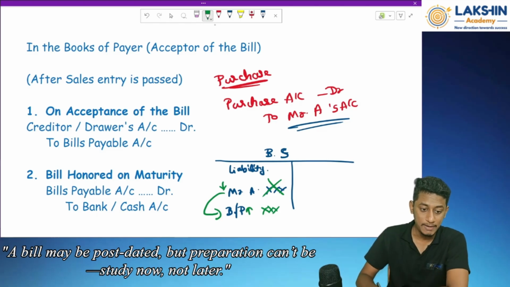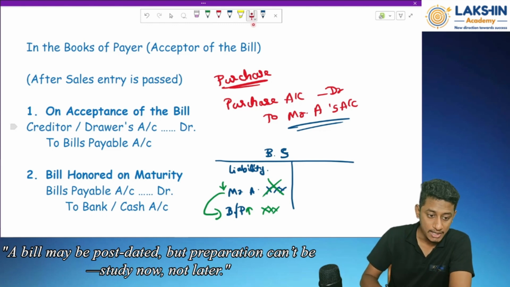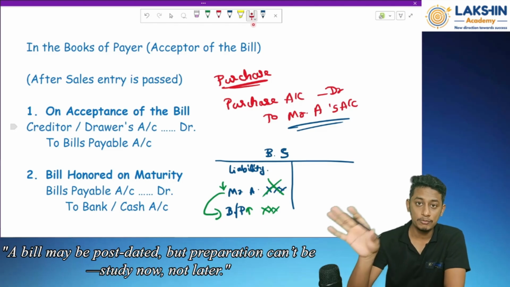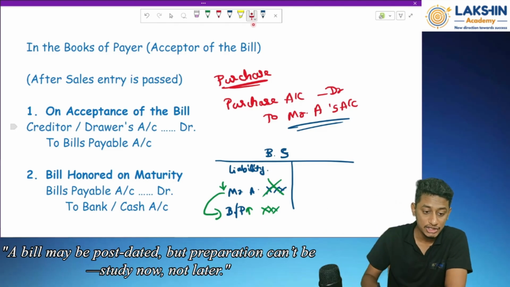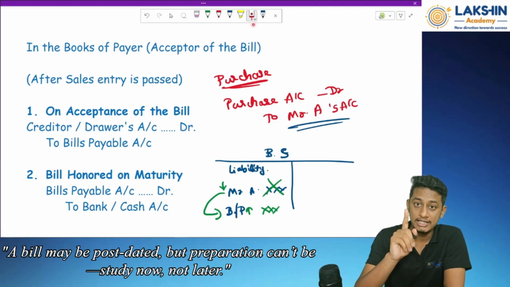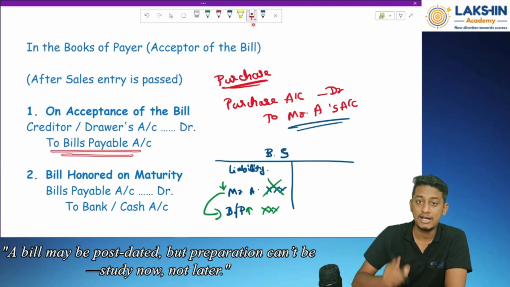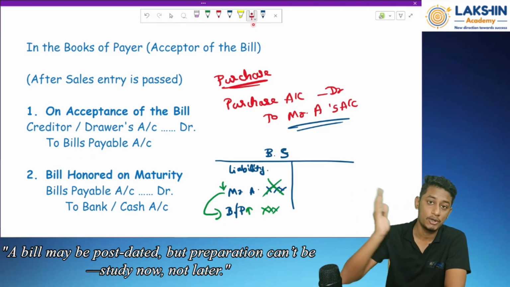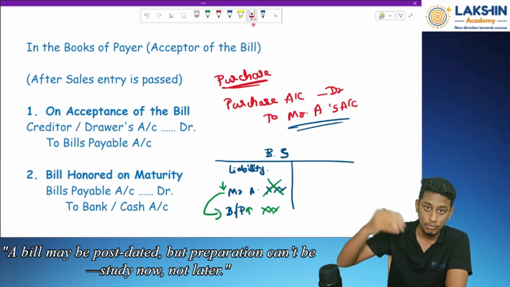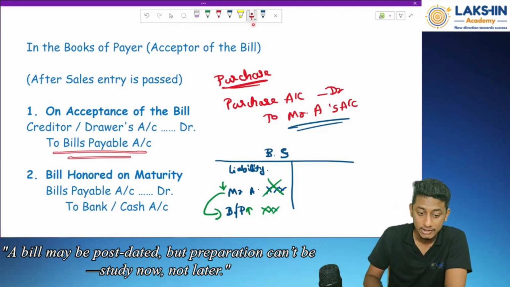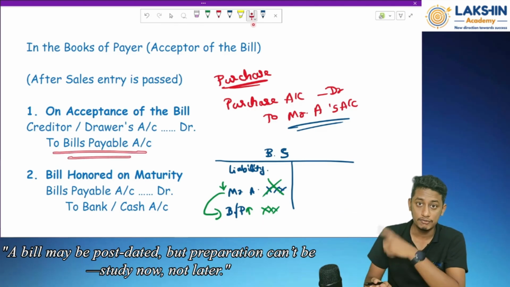So what is the entry passed for this? I will pass creditor's account debited, or the drawer's account debited. Why? Because once I agree to make the payment, I have a new liability, that is my bills payable. And whenever my liability increases, I will credit the account. So that's why the bills payable account has been created, because it is payable to him. Tomorrow I have to pay him. So it is a liability for me, and I am increasing the value in the bills payable account. This was my first entry.